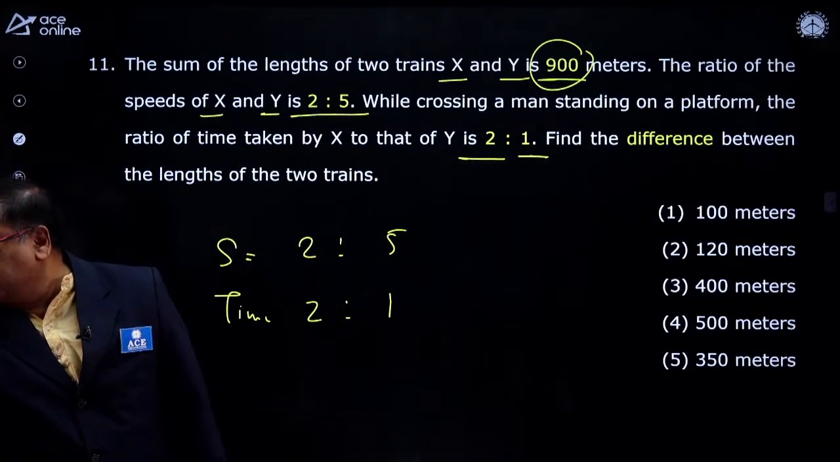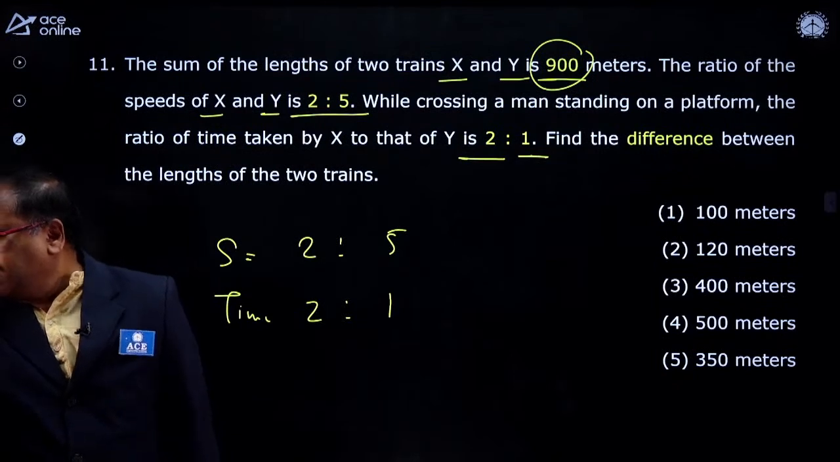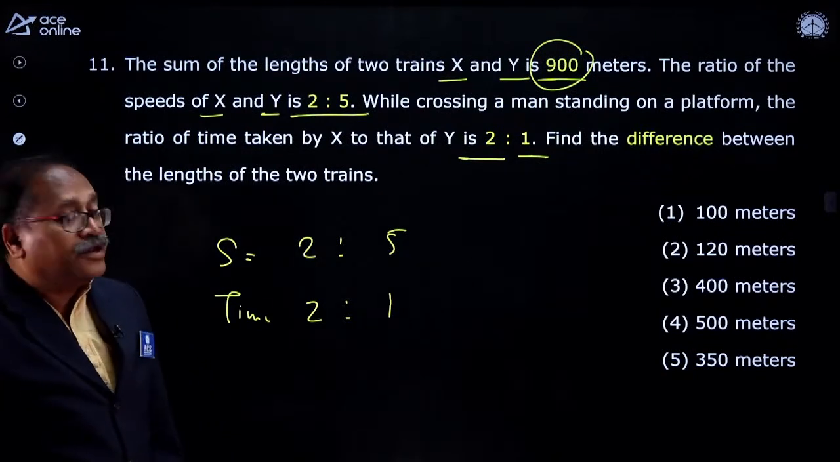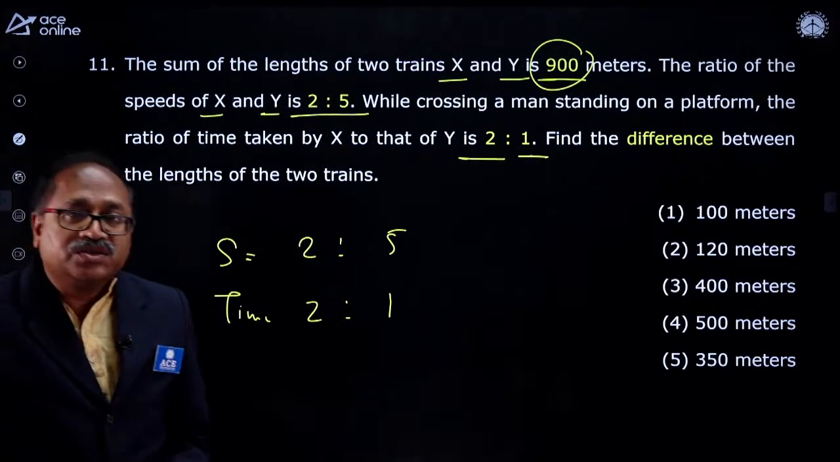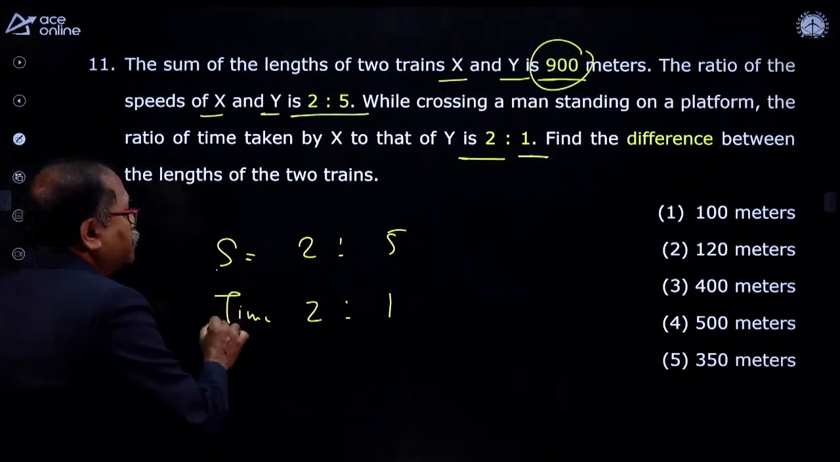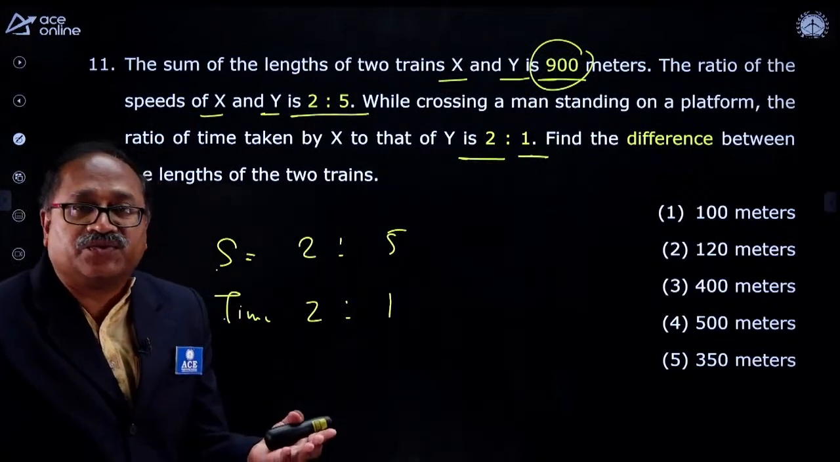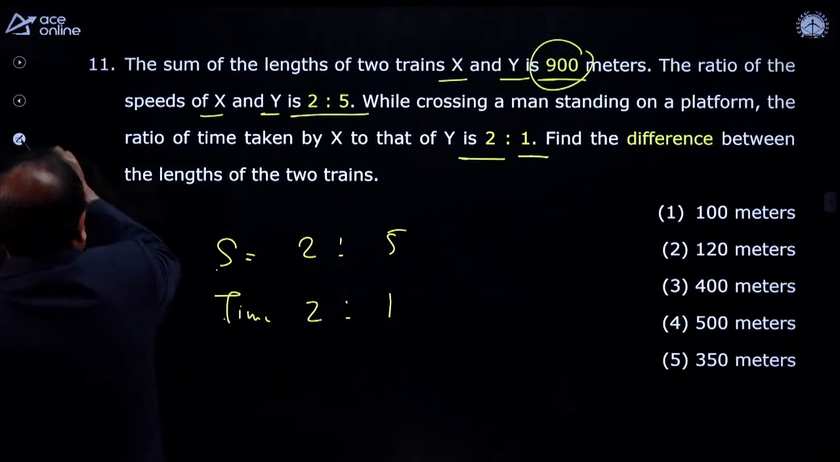Naresh has answered it. He is saying option 1, 100 meters is the difference. How did you get it, sir? Because you know that speed ratio into time ratio is equal to distance ratio. You know this part. That's good.